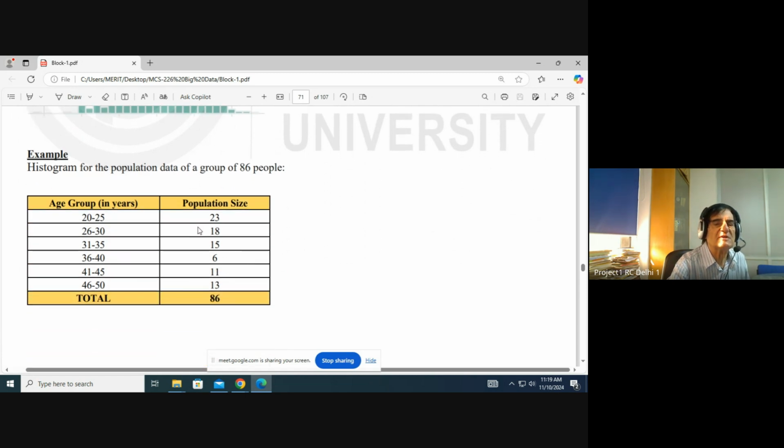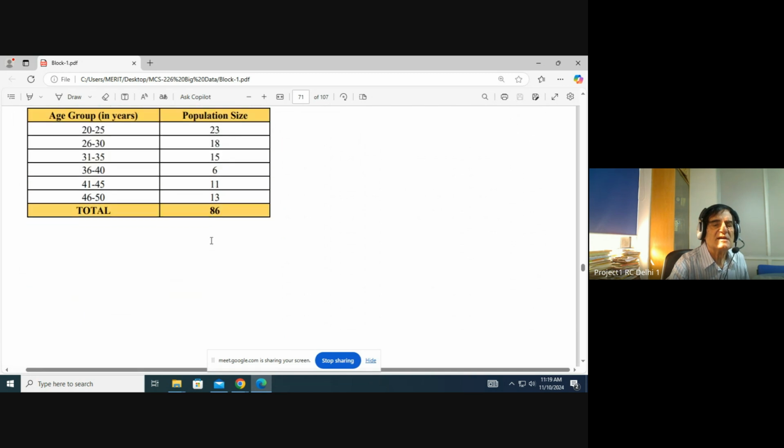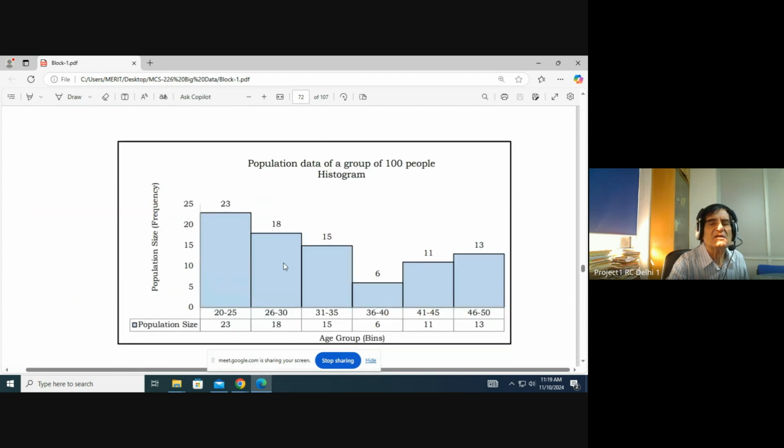Histogram for population of data group of 86 people. So this is the population size 23, 18 and all that. The diagram is made: 23, 18, 15, 6, 11. This is a population data group of 100 people histogram and all that. Is it okay?